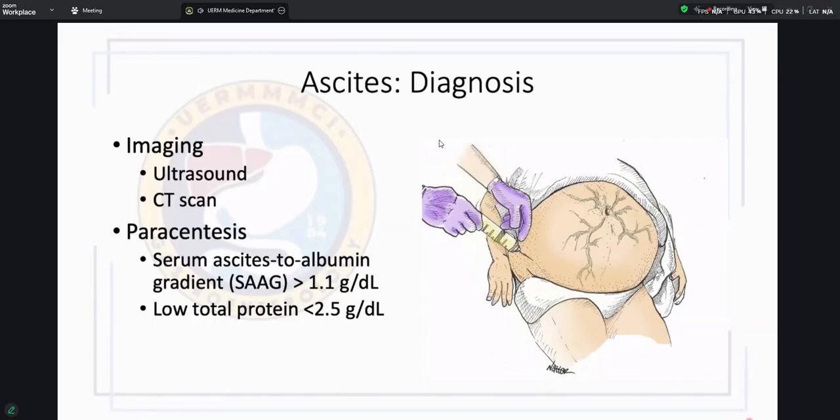In patients with cirrhosis, the characteristic is that the protein concentration of the ascitic fluid is low. Usually, it is less than 2.5 grams per deciliter. Aside from this, we can also check the serum albumin and the serum ascites albumin gradient, or SAAG. This is very important because a SAAG of more than 1.1 gram per deciliter is indicative of portal hypertension being the cause of the ascites, and a SAAG of less than 1.1 would essentially rule out cirrhosis as the cause of ascites.